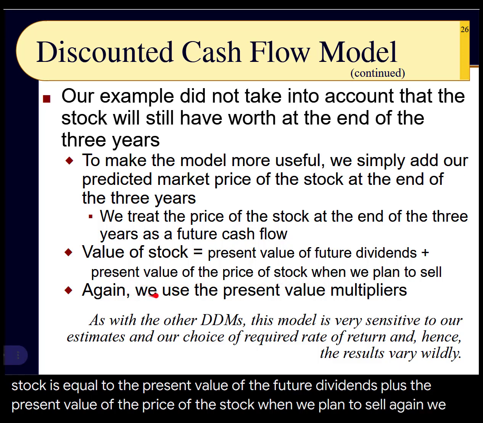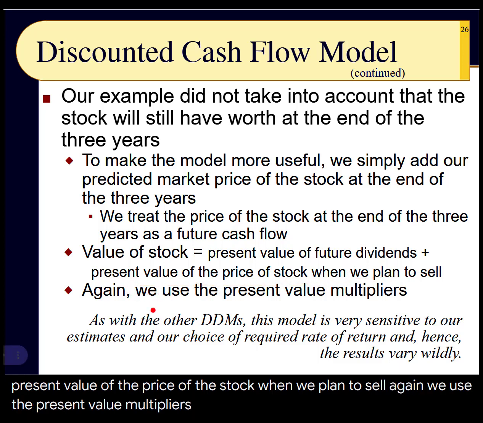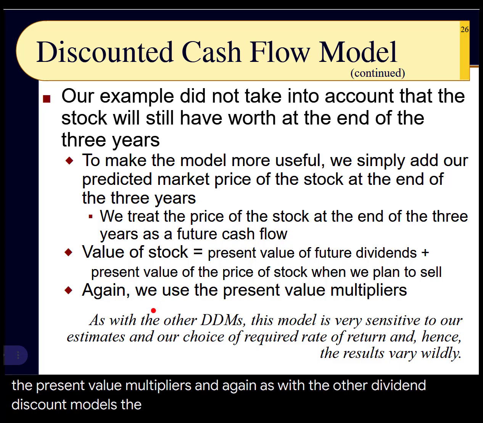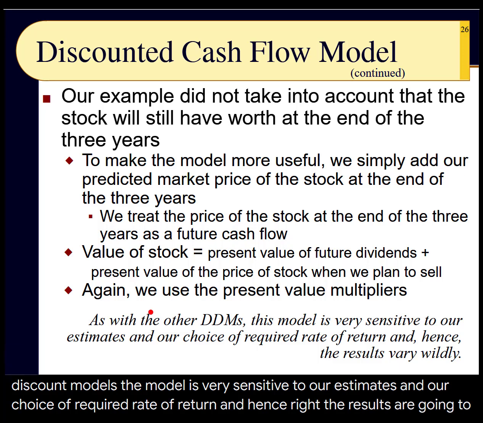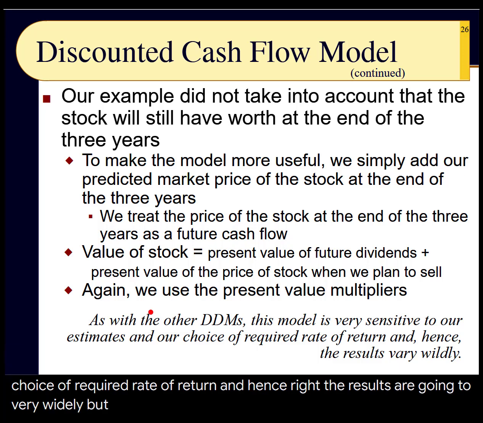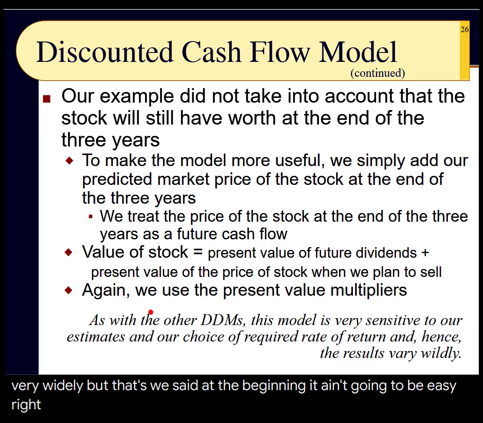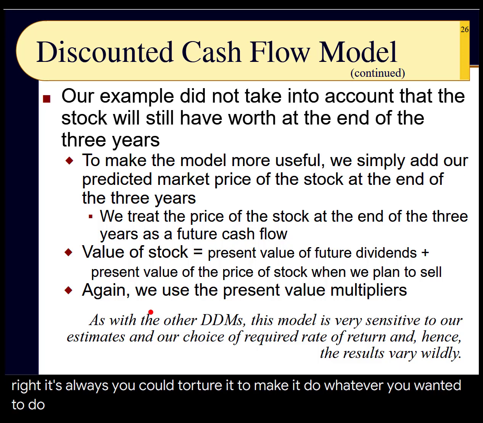Again, we use the present value multipliers, and again, as with the other dividend discount models, the model is very sensitive to our estimates and our choice of required rate of return. And hence, the results are going to vary wildly. But as we said at the beginning, it ain't going to be easy. And so you could torture it to make it do whatever you want it to do, but we have to use judgment to decide what are our estimates.